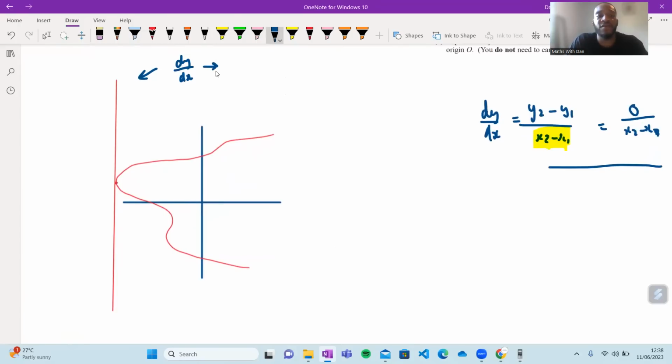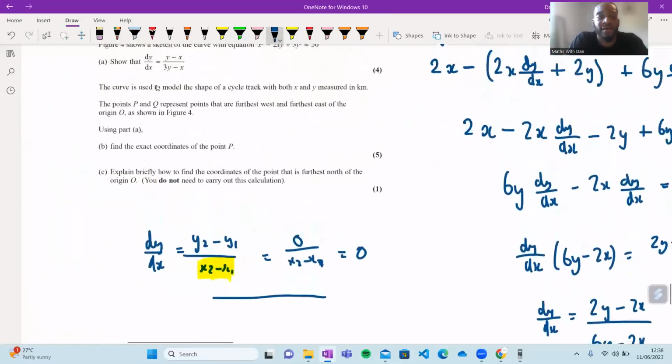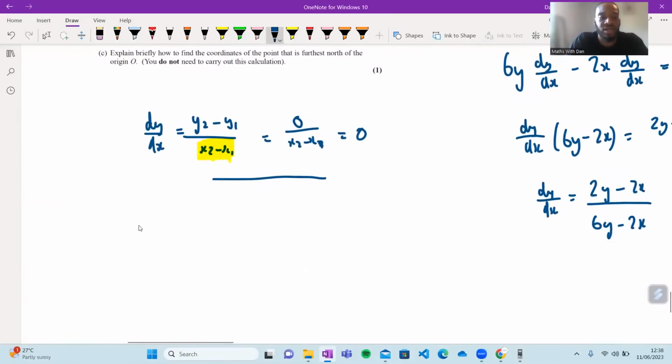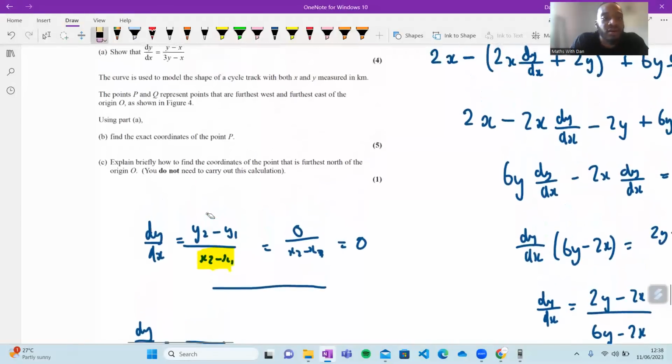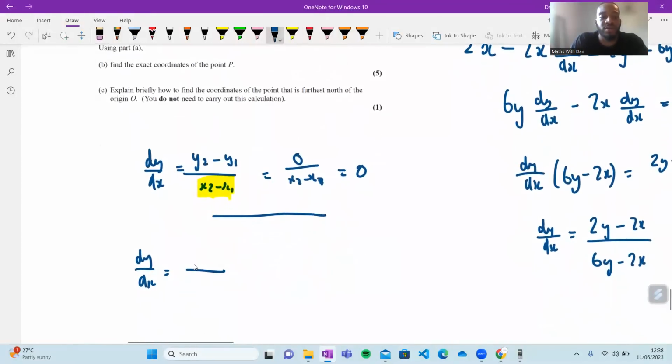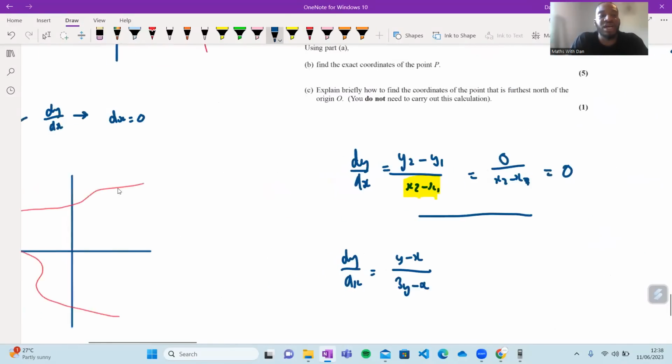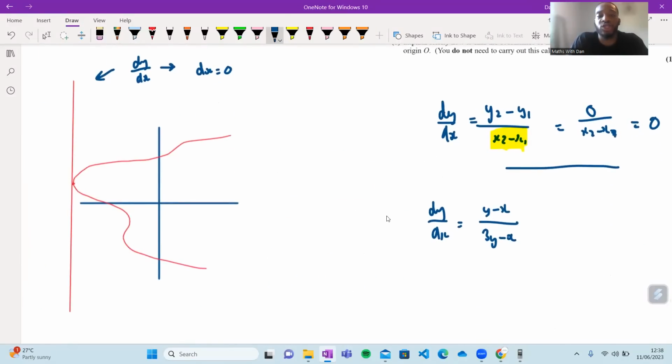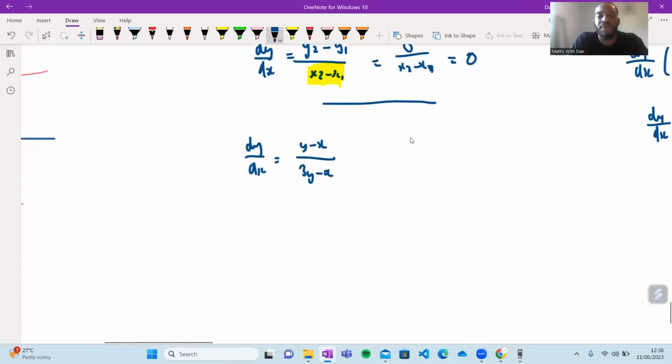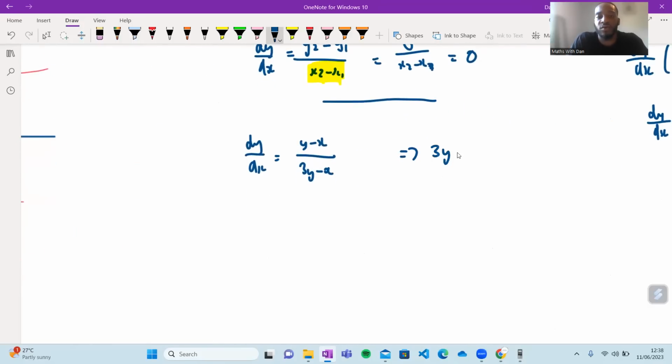And if it's a vertical tangent, then we just make the denominator 0, right? The difference in x, there's no change in x. So we have this expression for dy/dx. dy/dx is equal to, no, it was the wrong way around, sorry. Let me put this here. y minus x over 3y minus x, yeah? So because the tangent line is vertical, there's no change in x. So we have to make the denominator 0.